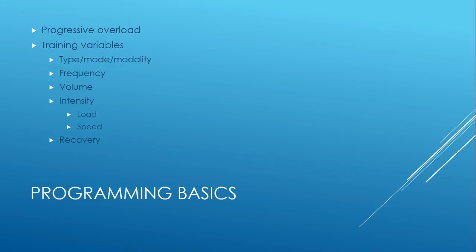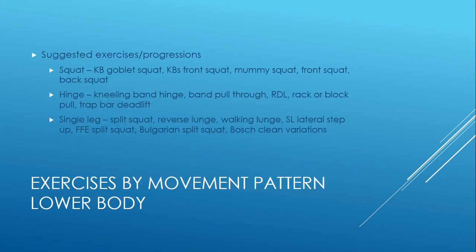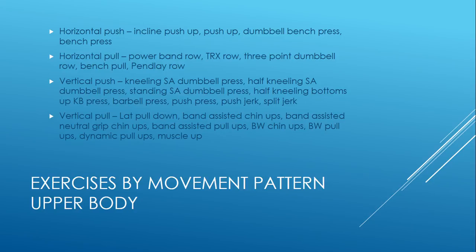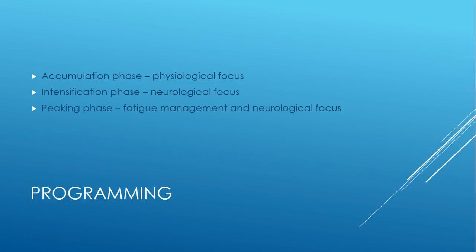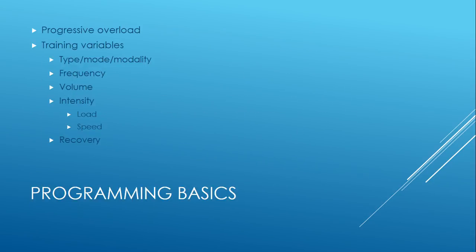So type, mode, modality, that's all different words for the same thing. That's basically the exercise selection that we're talking about, so we can overload, say, our squat movement by using a different type of squat exercise. So if you just come back to lower body here, squat. So if we start off with a kettlebell goblet squat, well, let's go do 2 kettlebells in the front rack position and do a kettlebell front squat. That's overloading through type. Frequency, that comes back to our training split.